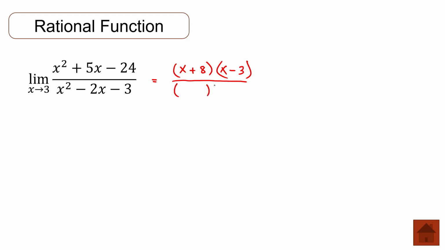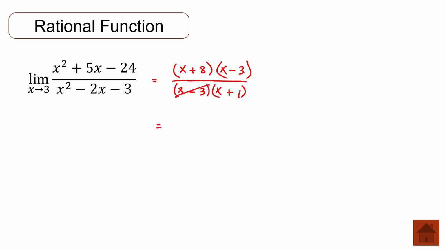Now, in the denominator, we only have 3 as a constant number, so that's easy. It's just 3 and 1. The higher number should be negative because the middle number is negative here. It's negative 2, this one. Negative 3 times 1 is negative 3. Negative 3 plus 1 is positive 2.